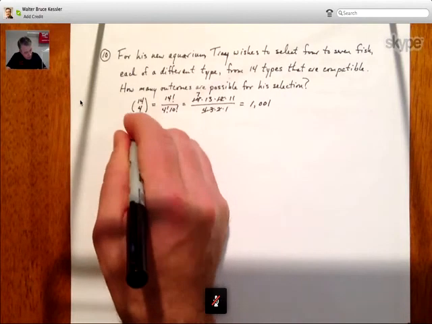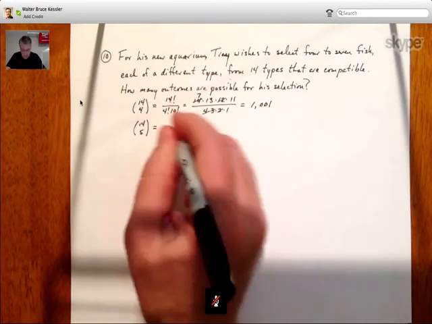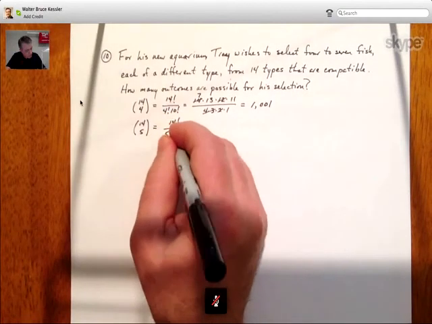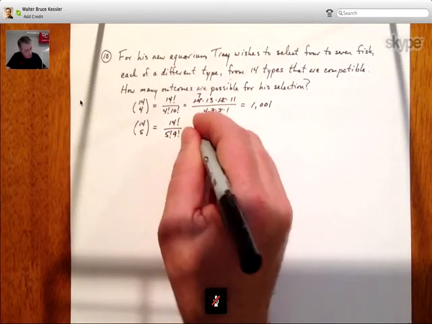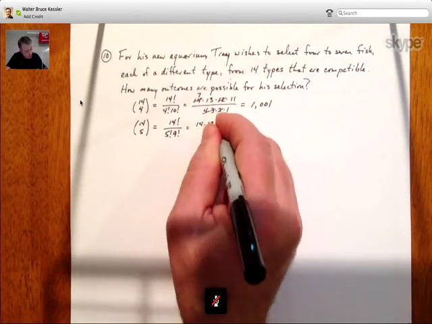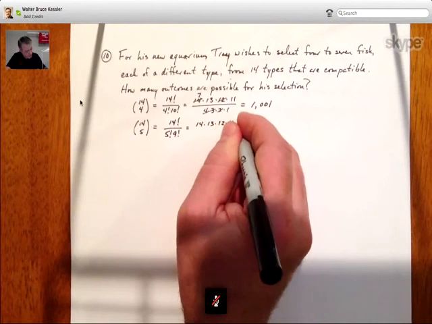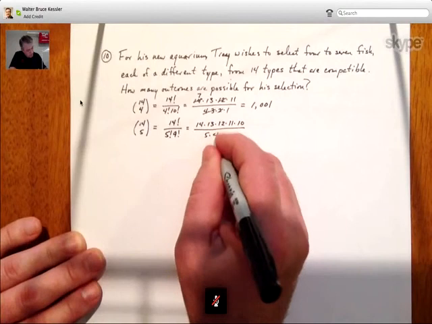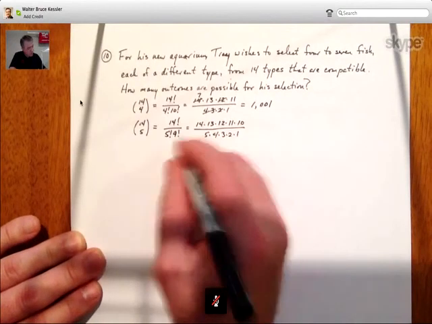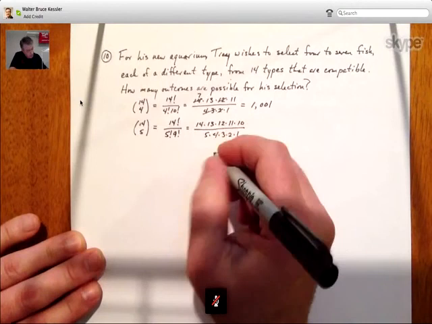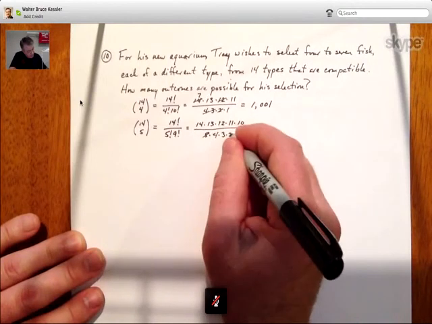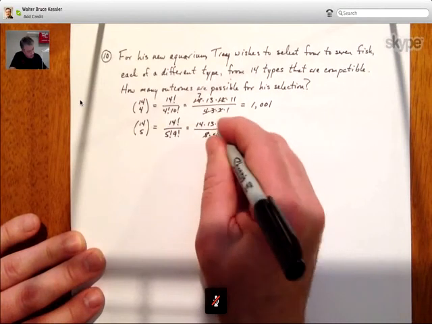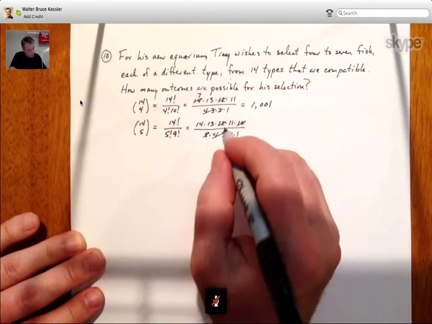And then 14, if we choose 5, this is 14 factorial over 5 factorial and now 9 factorial. So 14 times 13 times 12 times 11 times 10 times 5 times 4 times 3 times 2 times 1. The 9 factorials are canceled out there. 5 times 2 is 10, we'll get rid of that. 4 times 3 is 12, we'll get rid of that.